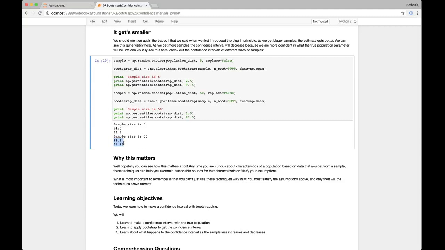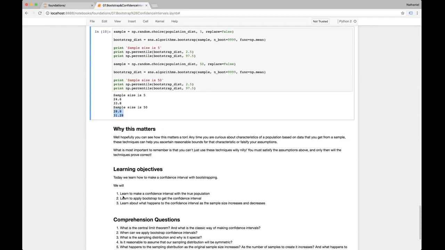Okay. So why does this matter? This is pretty obvious. The reason why this matters is that if you are interested in learning anything about the population, the best way to do it is by making a confidence interval around whatever you're interested in. Giving just the plain estimate leaves out a lot of valuable information, which is how confident you are in that estimate being correct. So remember, all these techniques rely on our assumptions. We've totally aced the learning objectives here.